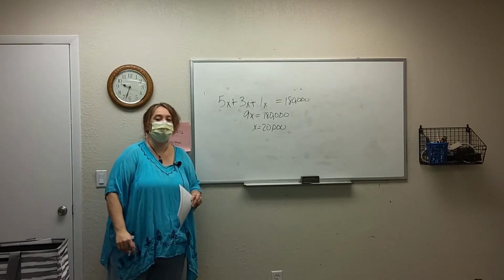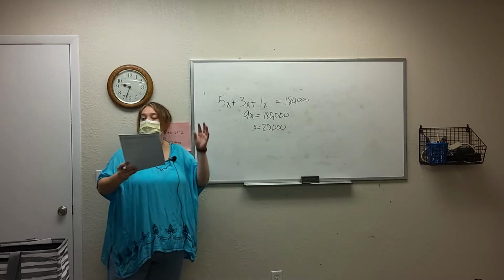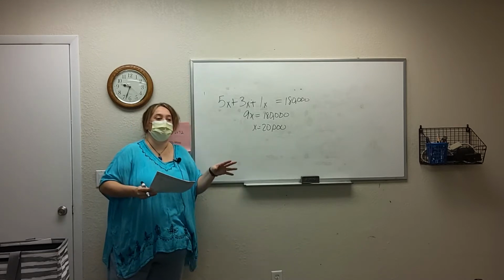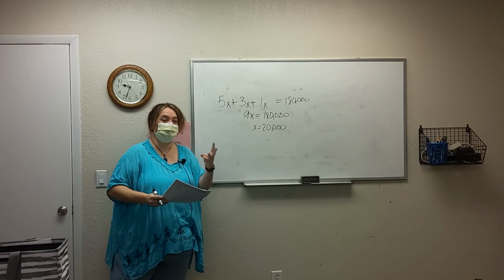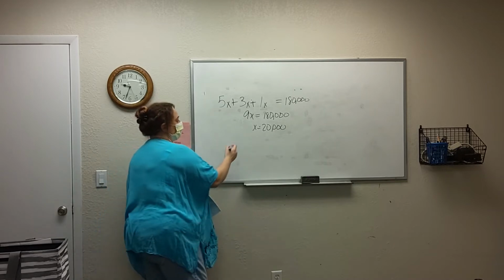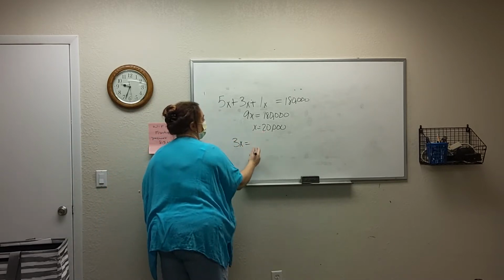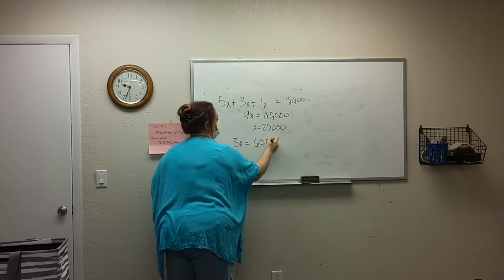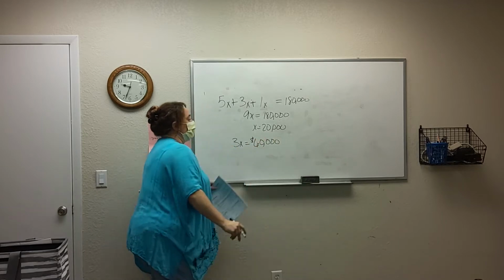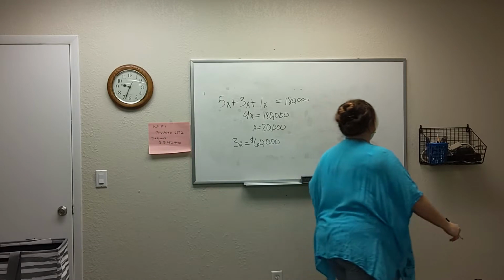And then just go back and answer your question. So how much will second place get? Second place is going to get 3 parts. So 3x, 3 times 20,000 would be 60,000. So second place is getting $60,000. That's one way to do the problem. Okay.